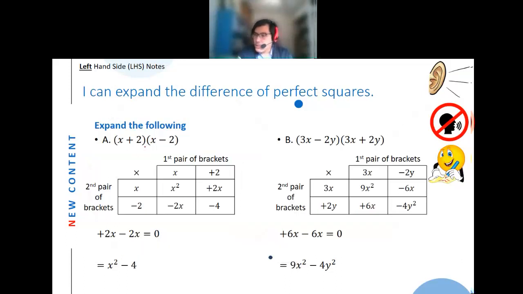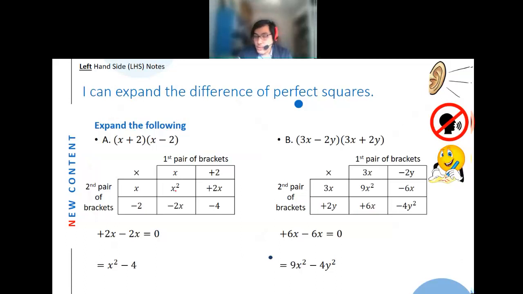So the first one we got x plus 2 multiplied by x minus 2. First pair, x plus 2 goes at the top. Second pair goes down the side here, x minus 2. Then multiply everything together.